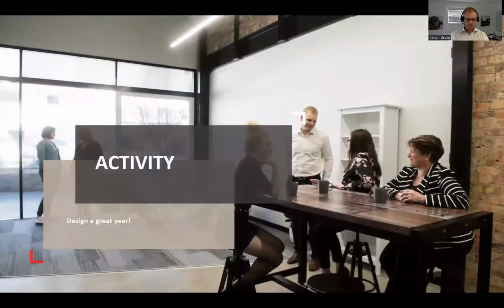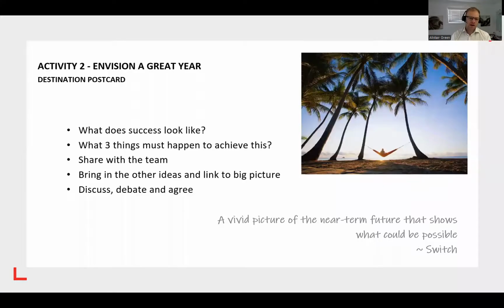Next activity, we're moving through super quickly, but the next activity is around designing a great year. Like I said, I've borrowed this from a great book by Dan and Chip Heath called Switch, and their activity is called Destination Postcard.